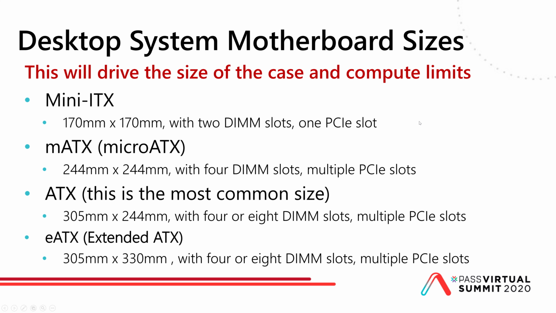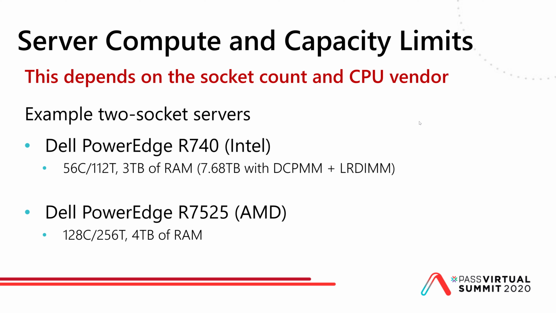So let's take a look at what's possible with the server form factor, especially for a 2-socket server. Servers, if you're thinking about buying a brand new server for use in your home computer lab, you could go with an Intel-based server or an AMD-based server. Intel-based servers, an example might be a Dell PowerEdge R740. That's a 2-socket, 2-rack unit server.